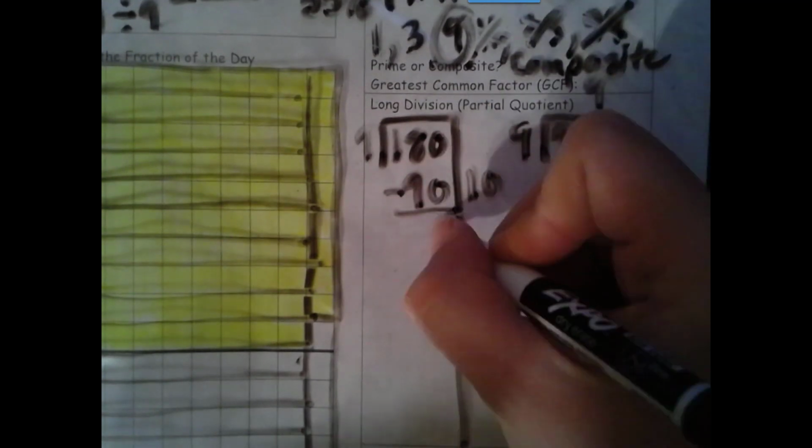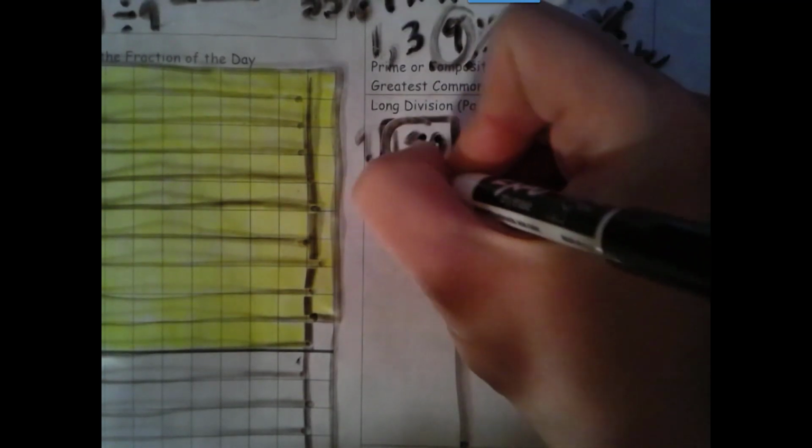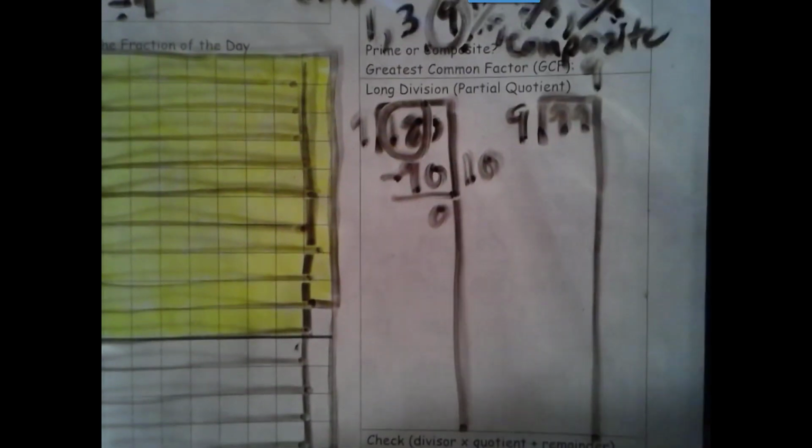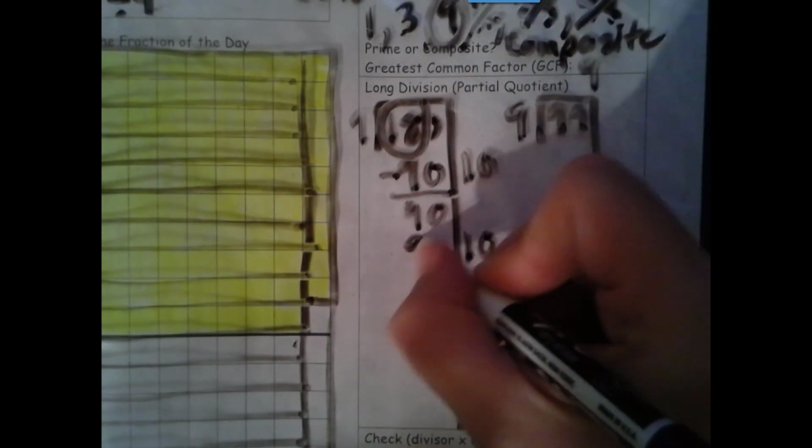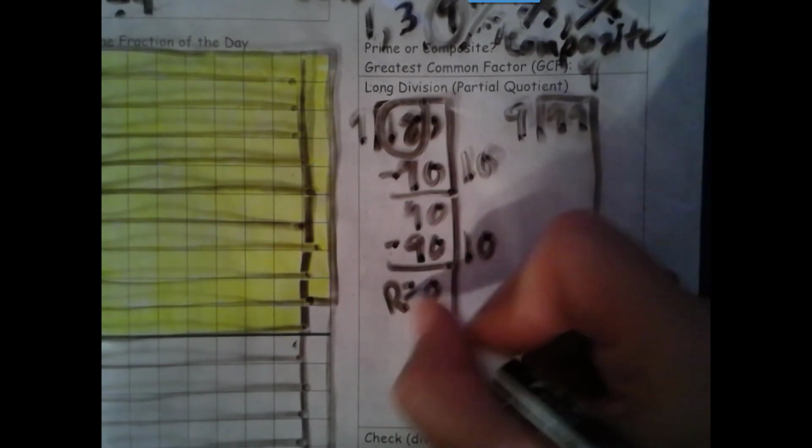Numbers the same, zeros the same. More on the floor, go next door, regroup 10 more. Except that's really actually 18 right there. 18 take away 9 is 9. 10 times 9 is 90. Numbers the same, zeros the same. Add our partial quotients. 10 plus 10 is 20.